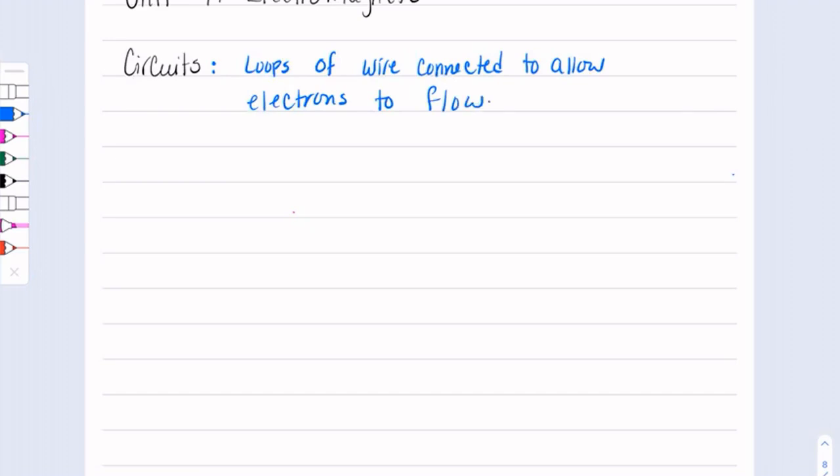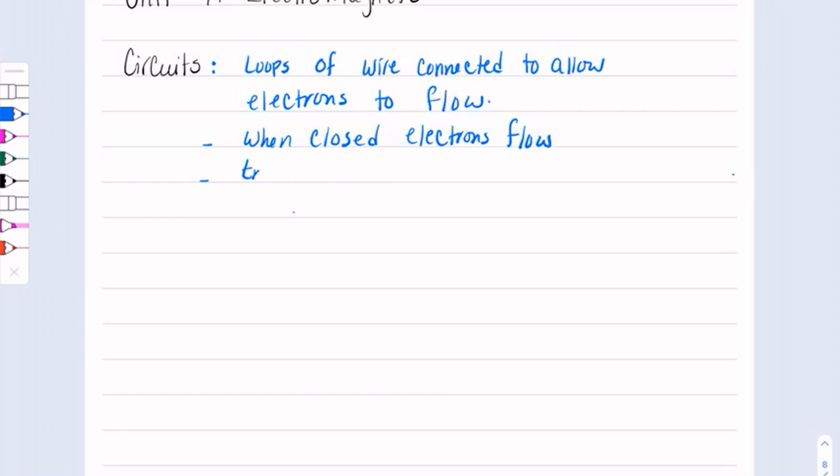Now, when a circuit is closed, electrons are free to flow through the loop, right? So when closed, electrons flow. And that's what we use switches for. So when the switch is off, that means your circuit is open and electrons cannot flow. And so that's why your electric device doesn't work. When you turn the switch on, you close the loop or the circuit and electrons are allowed to flow.